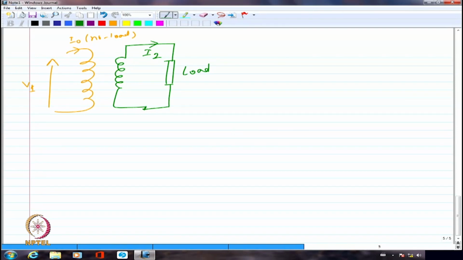And this I2 may be very, very large because it depends upon what the load is demanding. If I have a 400 volts transformer and I have only 4 ohm connected, then 100 amperes will be flowing. So obviously, I am going to have a large value of current flowing as the load current. This large current flowing through the winding will establish a flux which will actually be opposing the original flux. If it opposes the original flux, the flux will be collapsing completely. It will be killed. If the original flux is killed, the transformer action ceases to exist.